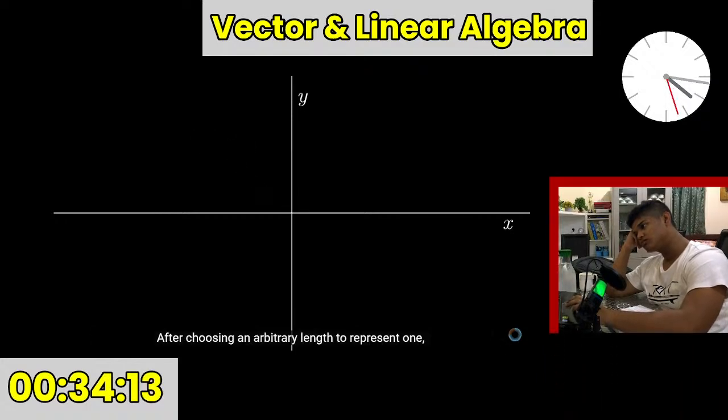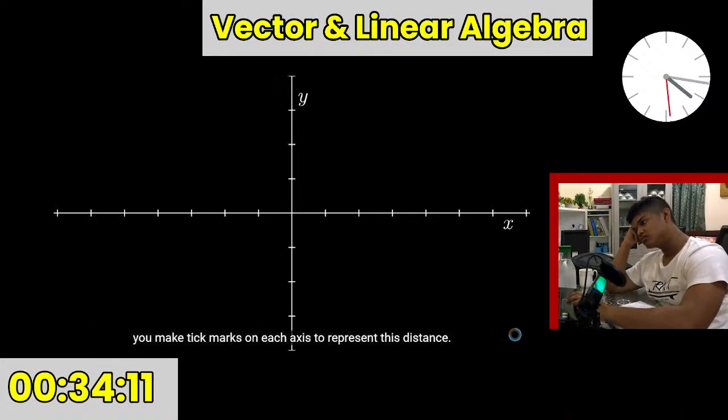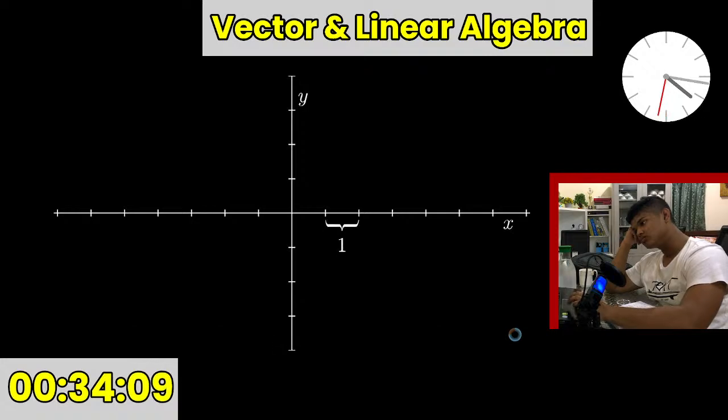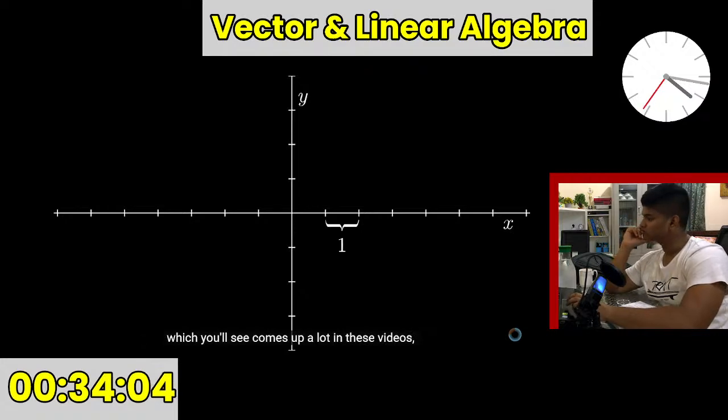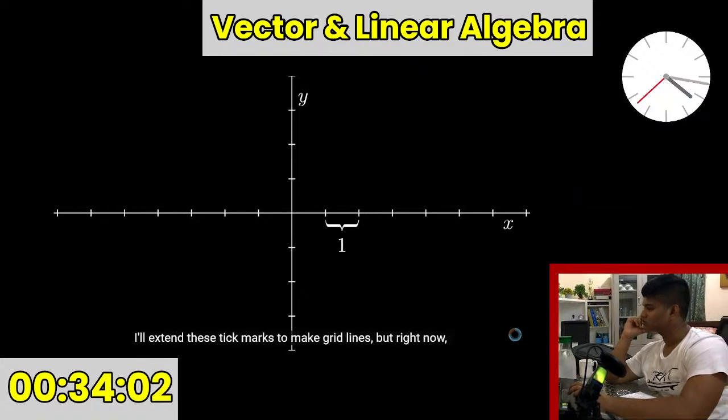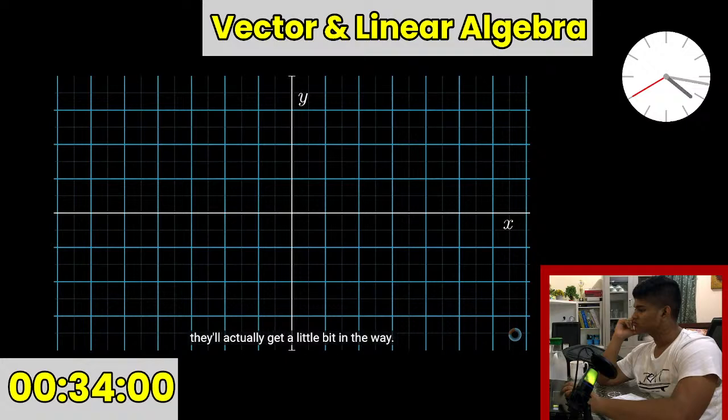After choosing an arbitrary length to represent 1, you make tick marks on each axis to represent this distance. When I want to convey the idea of 2D space as a whole, which you'll see comes up a lot in these videos, I'll extend these tick marks to make grid lines, but right now they'll actually get a little bit in the way.